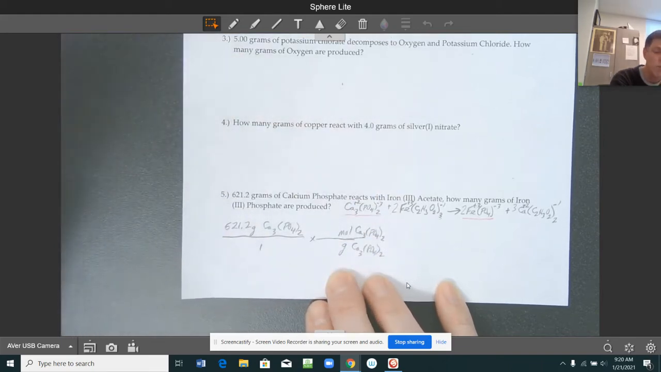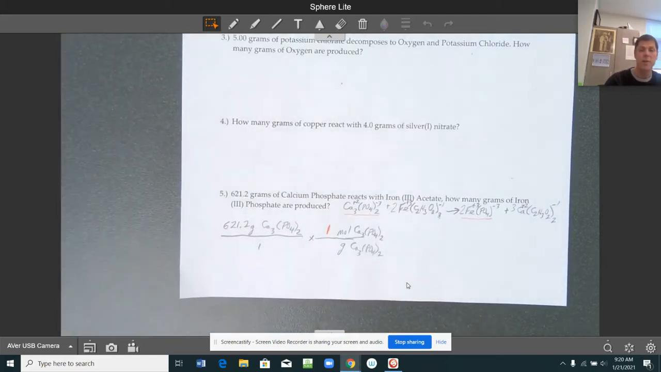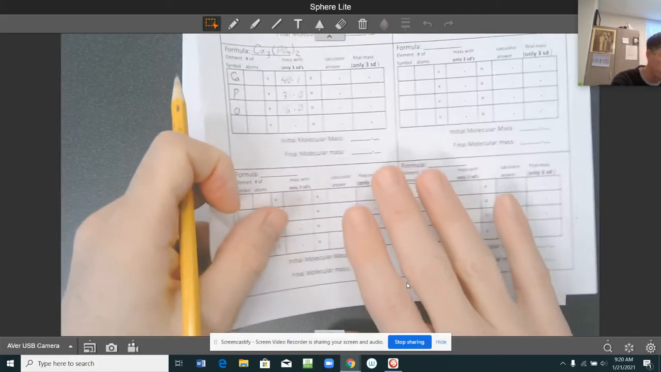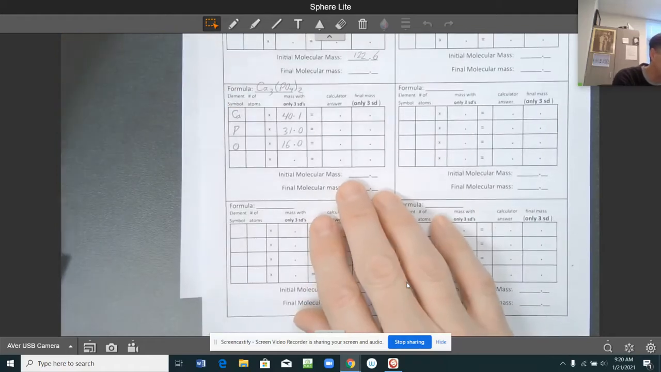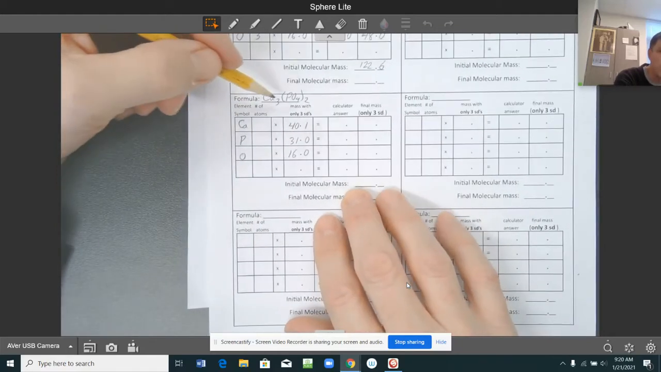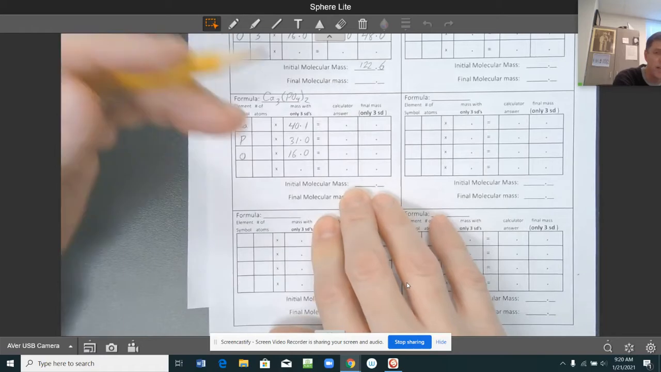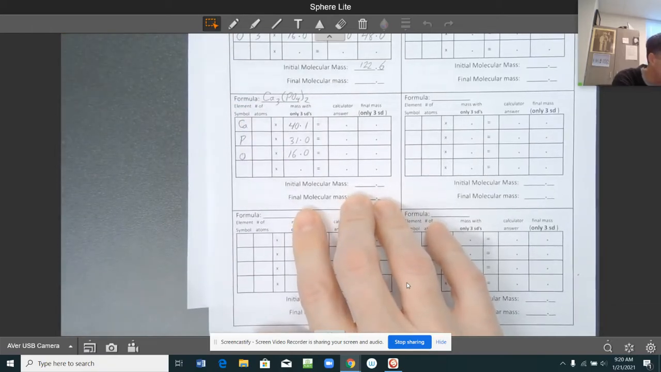So whenever we convert into moles, it's always a 1 mole value. So now here's the reason I wanted to go through and do this. I need to get the molecular mass of calcium phosphate. So going through here, once again, this is a sheet. I kind of broke it up so it walks you through the steps.